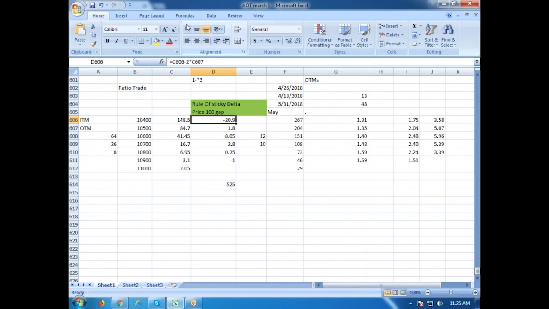If you have limited capital, then the idea of doing a ratio trade will not be helpful for you, because the returns, in absolute terms, are too small.